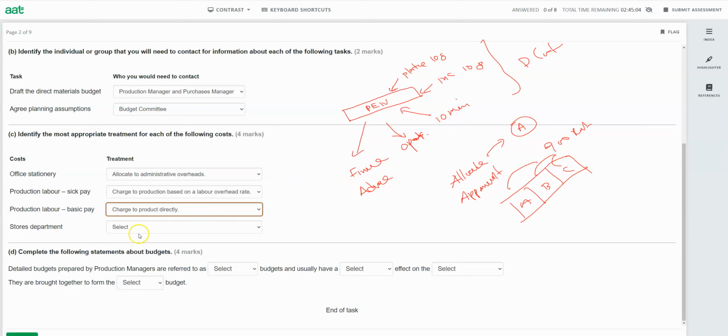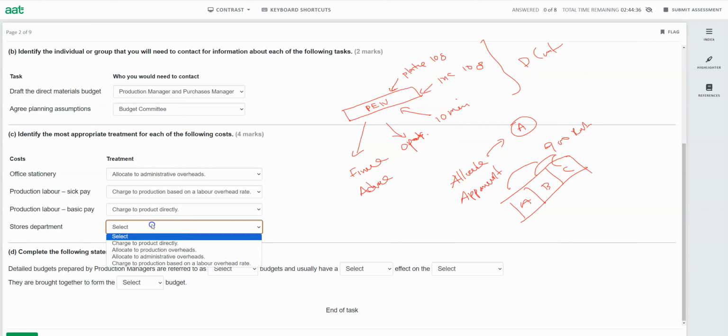And then the store department. Remember this is the service department, because later on the service department cost has to be reallocated or reapportioned to the production department, because the service departments don't have any individual income, so all this income belongs to the production department. So the service department cost, store or maintenance, any sort of cost later on needs to be reapportioned to the production department. So we'll say allocate to the production overhead.